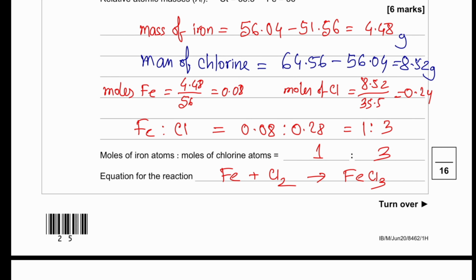To balance this equation, we will have to put 3 over here because chlorine is diatomic. So 3 multiplied by 2 is going to be 6. So we're going to put a 2 over here, which also makes 2 times 3 equals 6. Now we have 2 irons. To balance that, we are going to put a 2 in front of the iron.